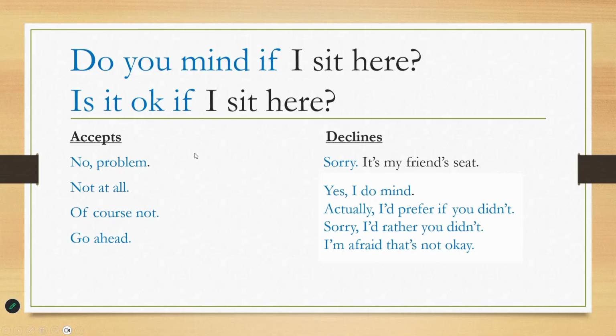When we request with do you mind if, or is it okay if, it is a little bit different from requests with modals or can. How to decline? Don't say no. We say, sorry, yes, I do mind. Yes, I do mind. You mean, when you request me, is it okay if I sit here? I say, yes, I do mind. You mean, no, you can't sit here because I don't want you.